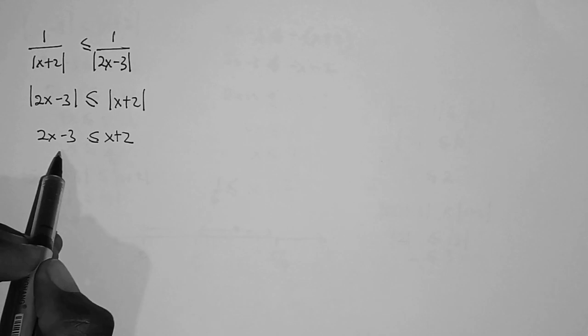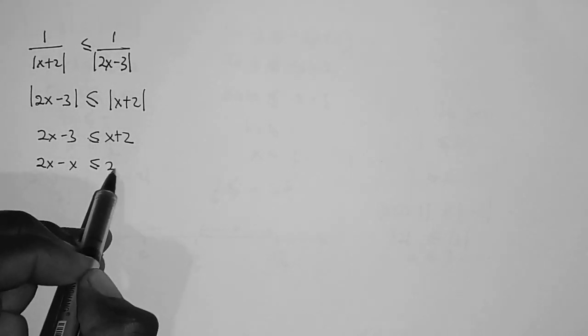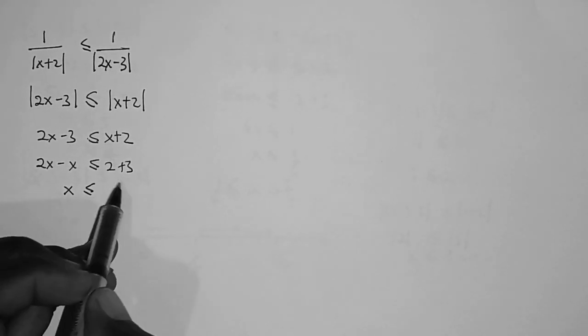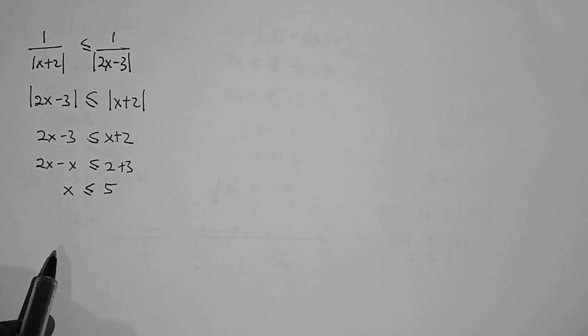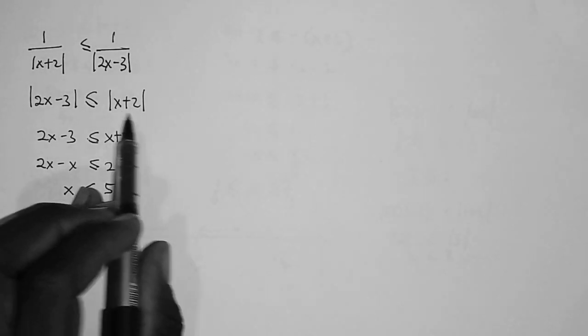So we take x to the side, becomes 2x minus x is less than or equal to 2 plus 3. 2x minus x is x, less than or equal to 2 plus 3 is 5. Then now, let's find the negative of this.